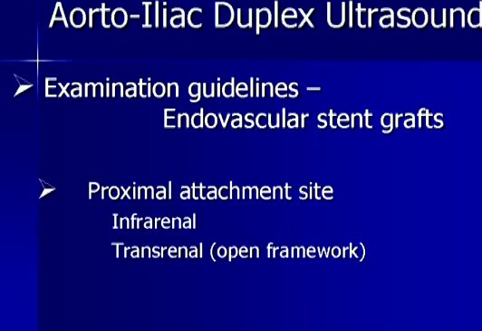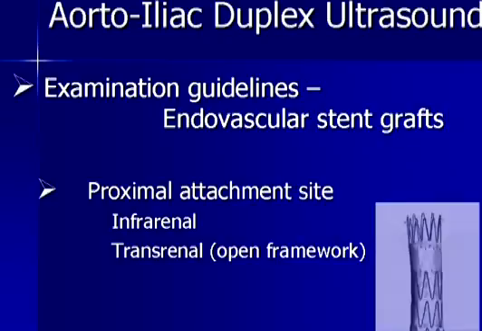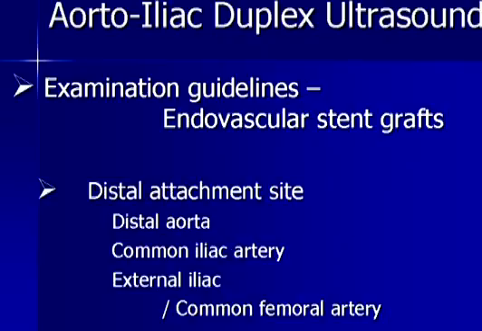You want to look at the proximal attachment site and document where it is relative to the renal arteries. It may be below the renal arteries, as is typical, or in fact, it may extend above the renal arteries, a transrenal fixation, in which case the stent graft will have some type of open framework over that region so as not to obstruct flow into the renal arteries themselves. This is an example of that type of open framework you can see extending above the graft material itself so that the stent graft can be affixed above the renal arteries without obstructing renal artery flow.